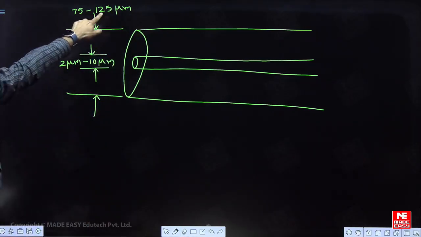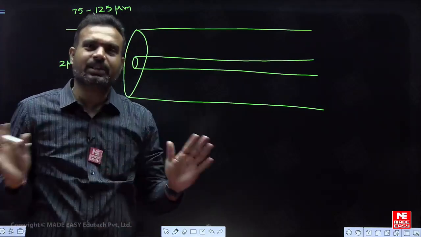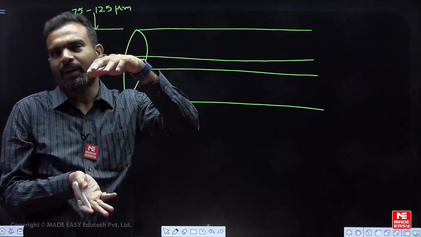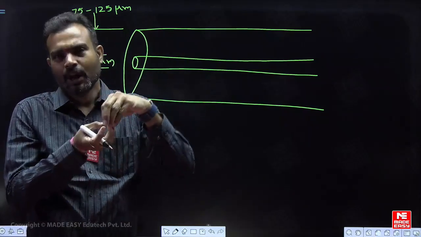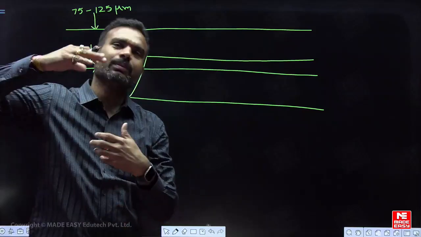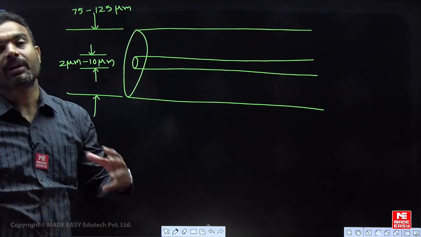Some books write 150 micrometers, but I don't want to make this complicated. That depends on the design parameters and changes from one fiber to another. The more the diameter, the more the strength is expected to be. Because of that, the clad strength may increase.